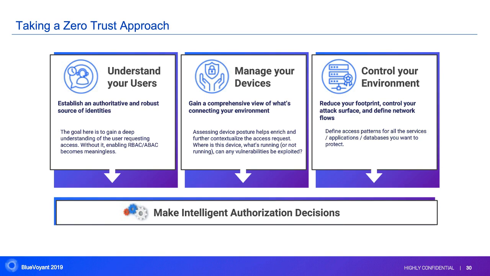And so to be able to then build controls around that specific threat model, you then have to ask yourself three basic questions. Do you understand your users? Do you have control of all assets connecting to your environment? And do you actually have a comprehensive view of your infrastructure, right?